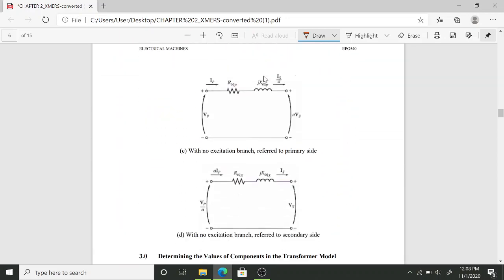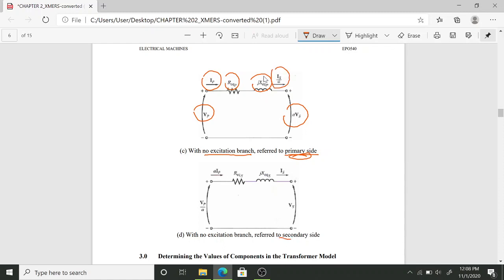Next, this is when there is no RC and XM, so you have only the equivalent parameters. You can only see this circuit without the excitation branch, referred to the primary side. When we talk about the primary side, all values for the parameters are maintained: VP, IP, R equivalent primary, X equivalent primary. However, for the secondary side, VS times A, IS divided by A.